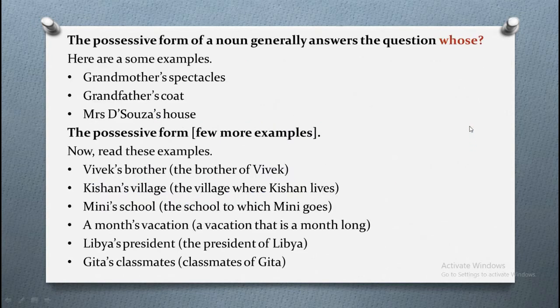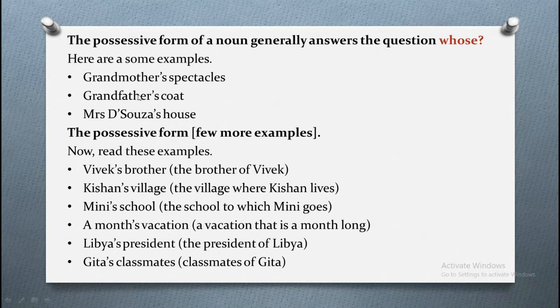Now, when we use apostrophe s for the possessive form, we have to ask the simple question whose. Now, if you get the answer of this question whose, then you can say that the noun is in possessive form. Let's see for the examples. Grandmother's spectacles. Whose spectacles? Grandmother's. Belonging to grandmother, or ownership of grandmother is there on those spectacles.